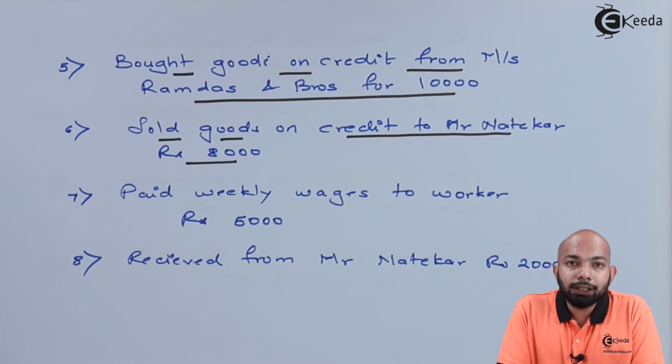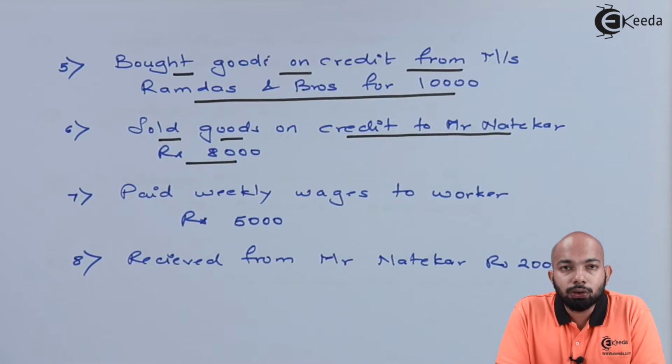Sold goods on credit to Mr. Natikar, rupees 8,000. We have sold certain goods to Natikar for rupees 8,000. Now again there is a sales transaction here, and we have sold it for rupees 8,000. Note down your entry and figure out which account it will fall under. Let's find out the seventh, or probably the next, transaction for yourself.